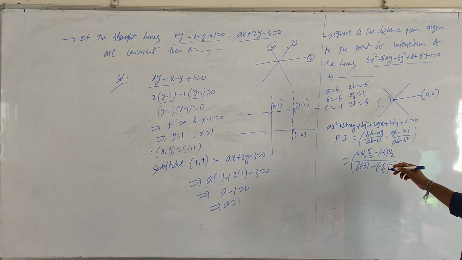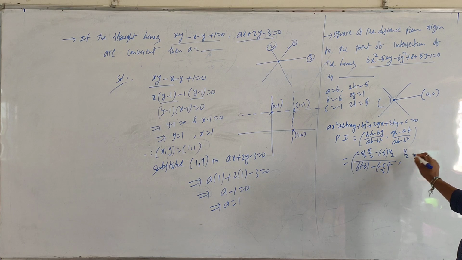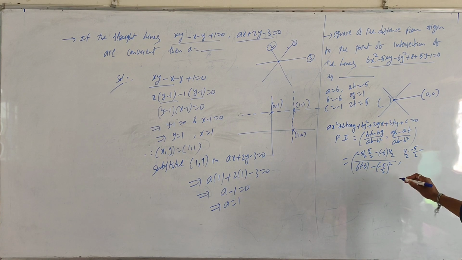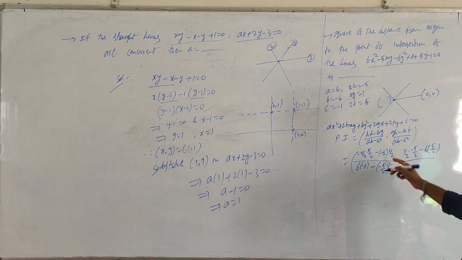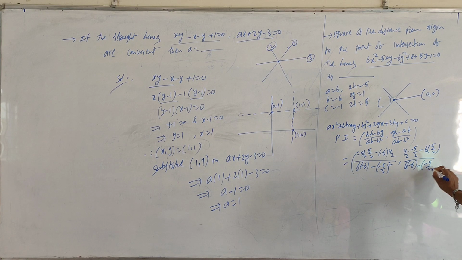Now the y coordinate, (fg minus ah) by (ab minus h square). What is g here? 1 by 2. h means what here? Minus 5 by 2. Next, minus a means what here? 6. f means what here? 5 by 2. By ab minus h square, 6 into minus 6 minus 5 by 2 whole square.